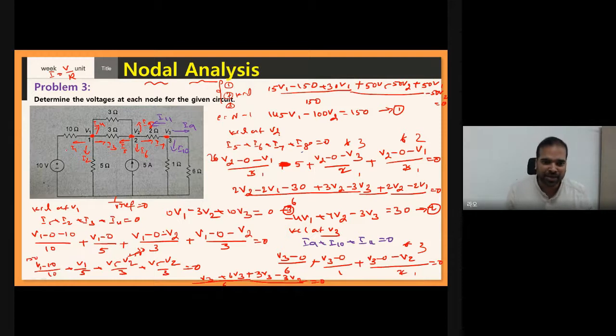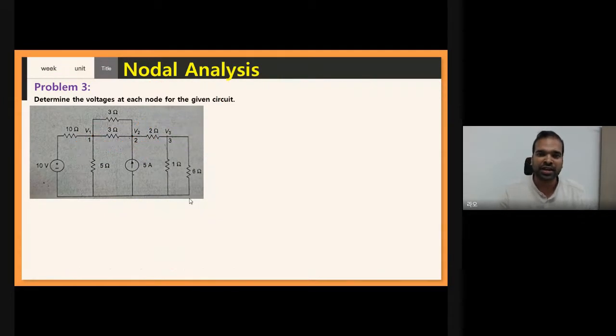Now see, applying KCL at node 1, you get equation 1, after applying KCL at node 2, you get equation 2, and after applying KCL at node 3, you get equation 3. Now by using these 3 equations, we have to find V1, V2, V3. In order to find V1, V2, V3, what we need to do? We need to apply Cramer's rule.